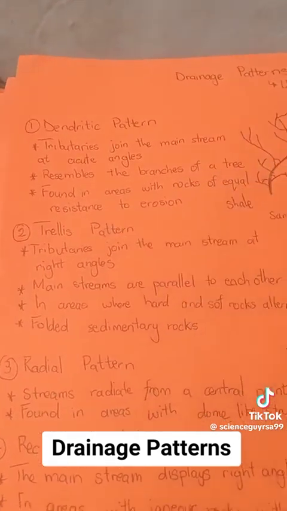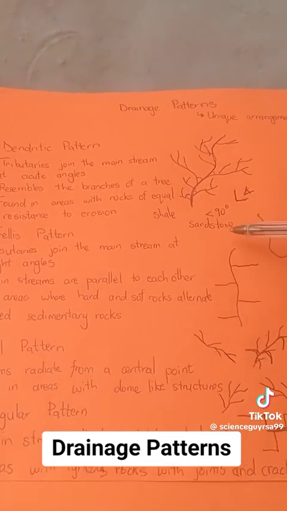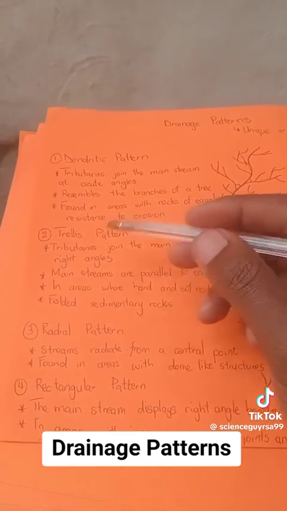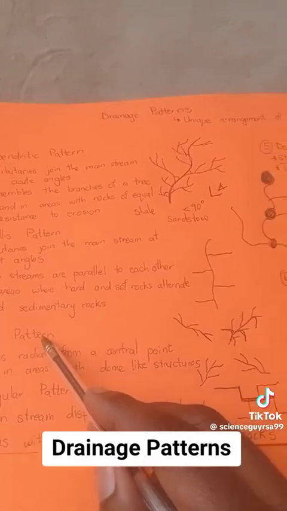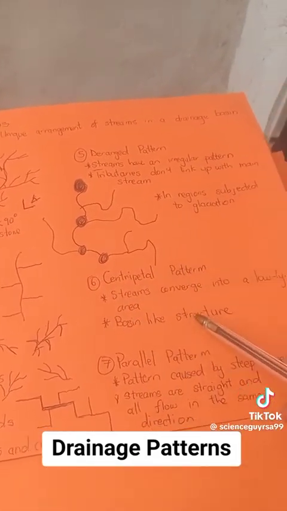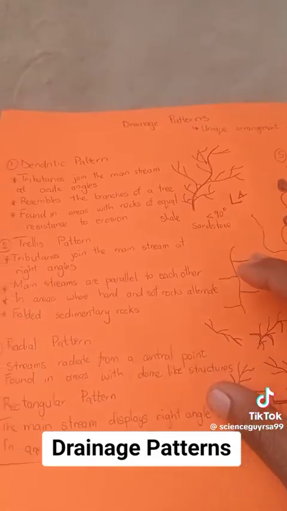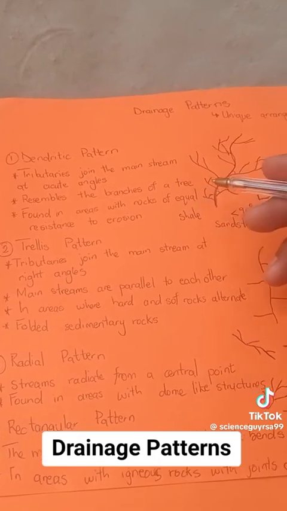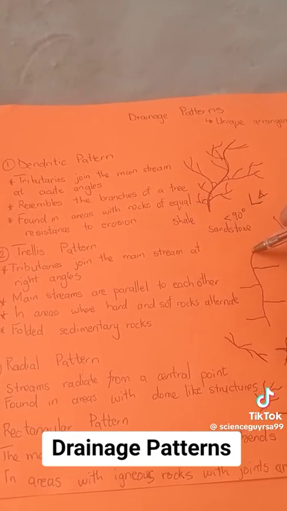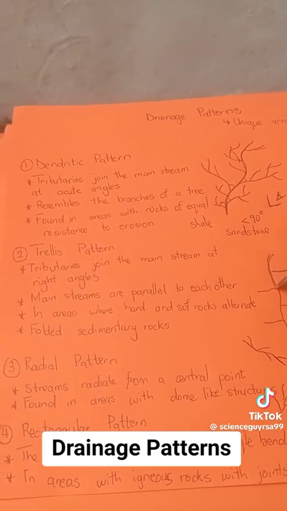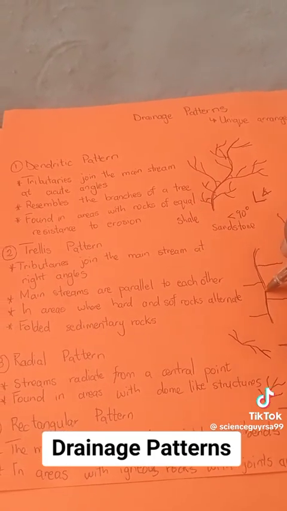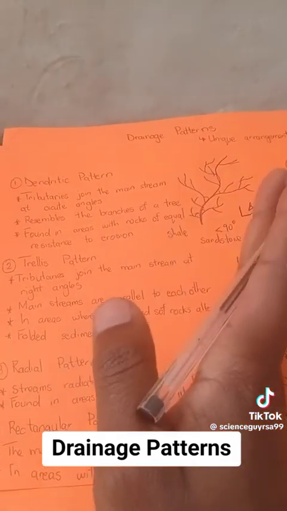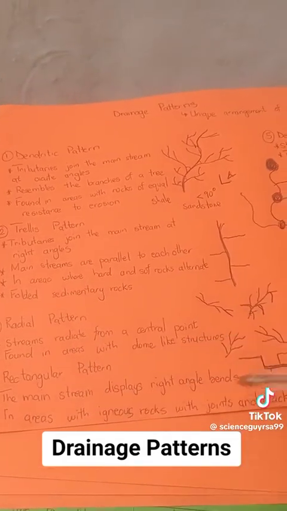The second type is the trellis pattern. The trellis pattern is quite similar to the rectangular pattern, and the radial pattern is quite similar to the centripetal pattern, but we'll take a look at these. So the trellis pattern, its main channel is straight like that. It doesn't have bends, like the rectangular pattern.